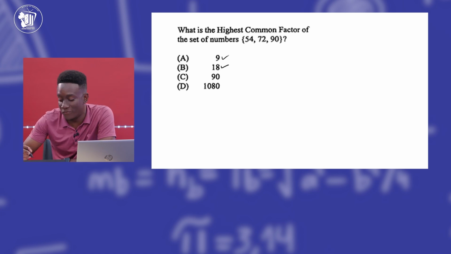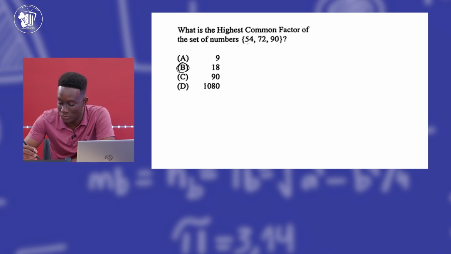So we know 9 into 54 would be 6. So we know 18 into 54 would be 3. So 18 can go into all of these numbers as well. So we see the highest common factor would be 18 because 90 cannot go into 54, 90 cannot go into 72. And of course, 1080 cannot go into any one of these numbers. So the answer is simply B, 18.